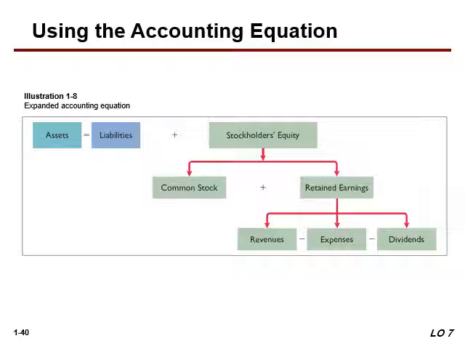Using the accounting equation, as we can see now, assets equal liabilities plus stockholders' equity. Stockholders' equity contains common stock (أسهم رأس المال) plus retained earnings (الأرباح المحتجزة). Retained earnings equal revenue minus expenses minus dividends.